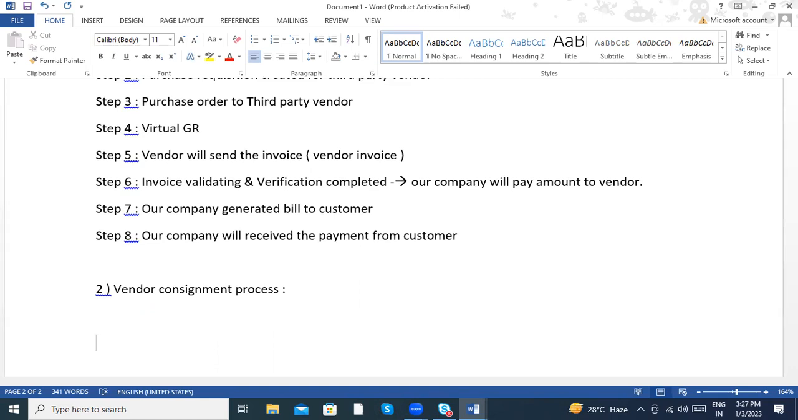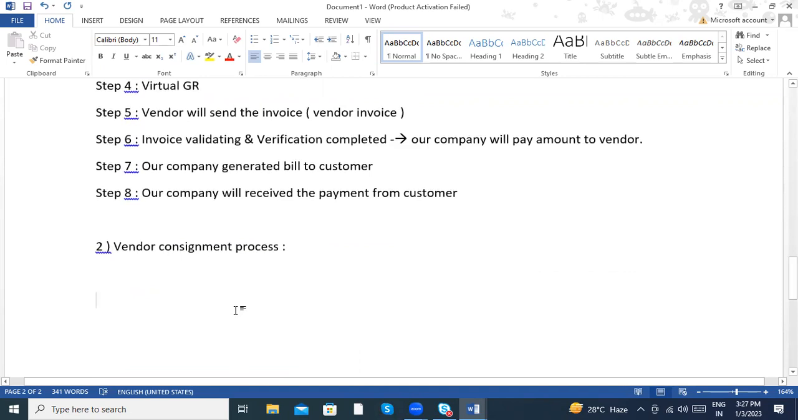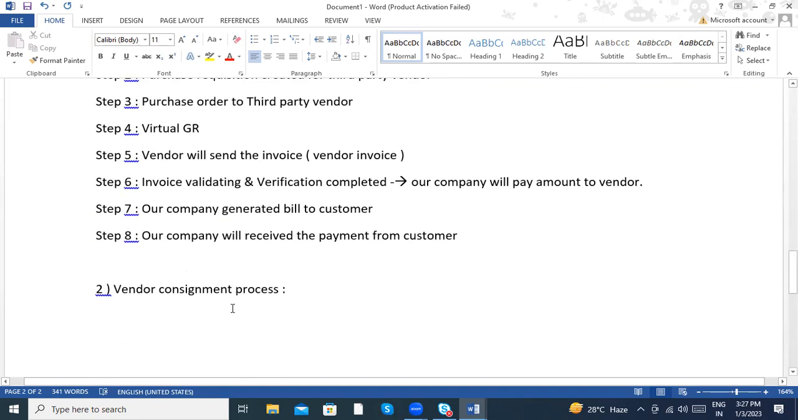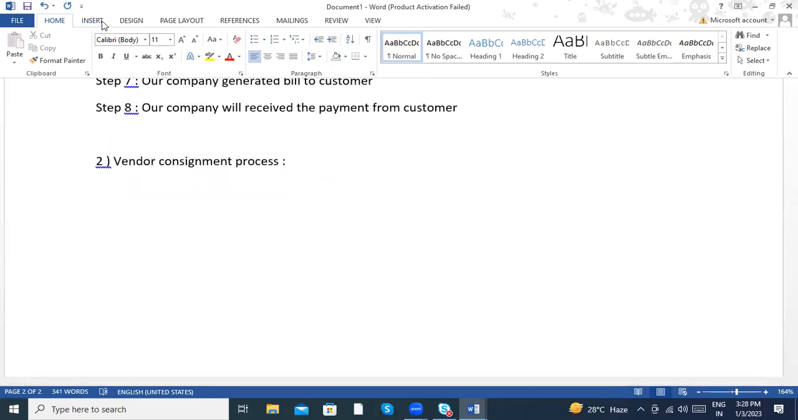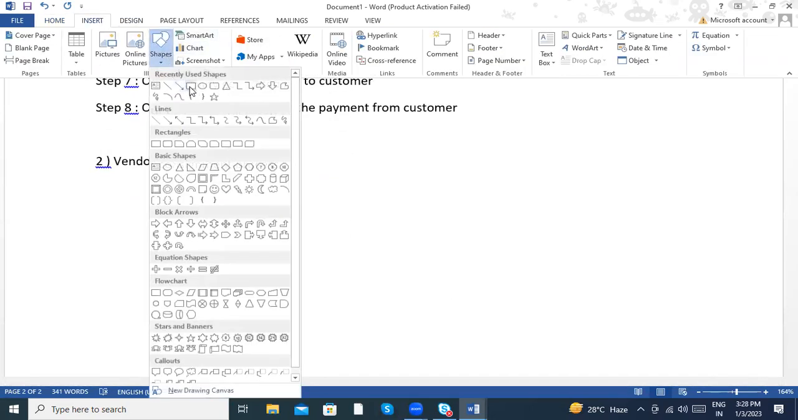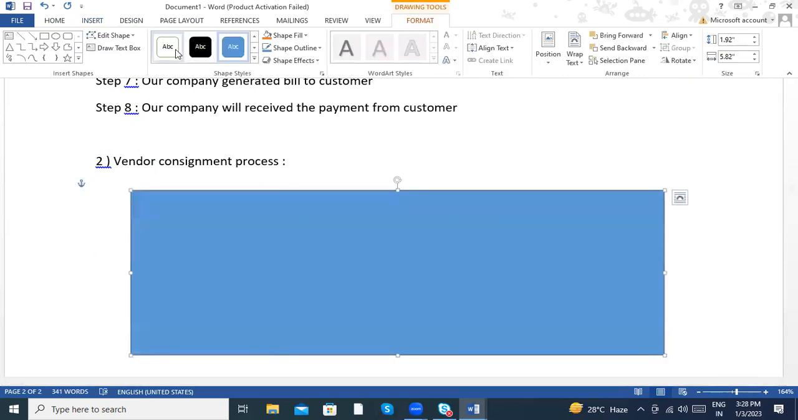Manufacturing? No. So the vendor consignment process is not specific to manufacturing or pharma or any particular industry. It's a kind of special process. How will it be? Suppose I have a big warehouse.